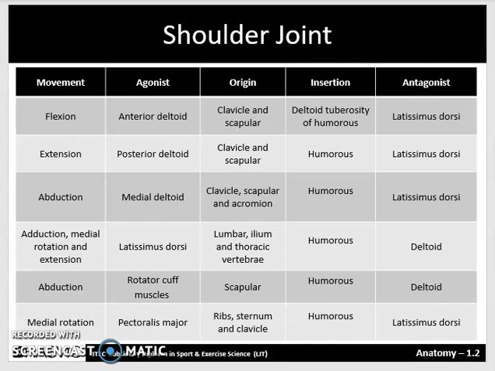When the agonist is the rotator cuff muscles to the shoulder joint, the movement will be abduction, the origin will be scapular, the insertion will be humerus, the antagonist will be deltoid. When the agonist is pectoralis major finally, the movement will be medial rotation, origin will be ribs, sternum and clavicle, the insertion will be humerus once more, and the antagonist will be the latissimus dorsi.